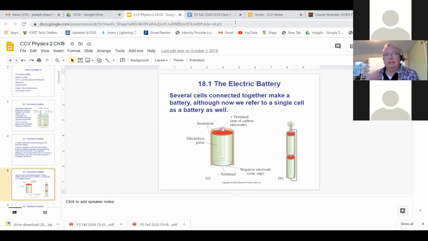So let's take a look at the anatomy of a battery. Really what we have is a carbon rod that's buried in some electrolytes and sort of a pasty substance that's held together with paper.